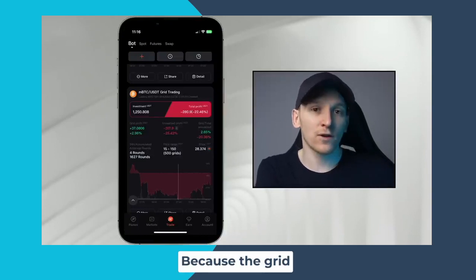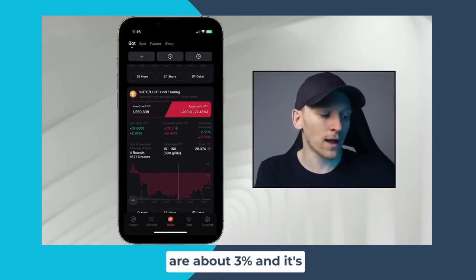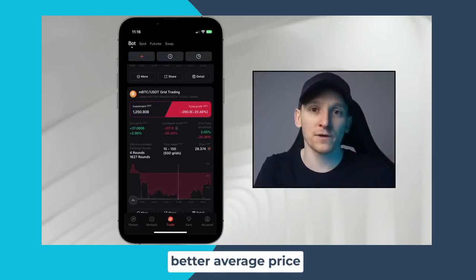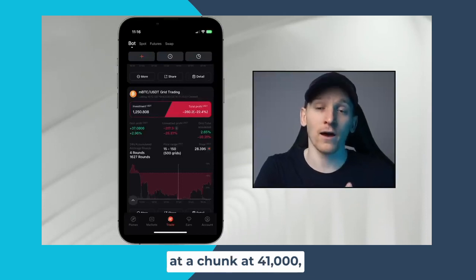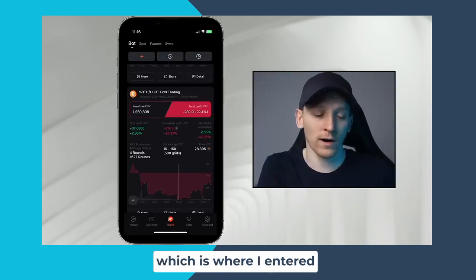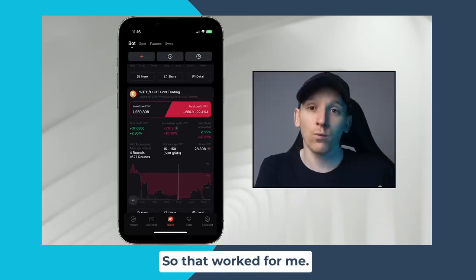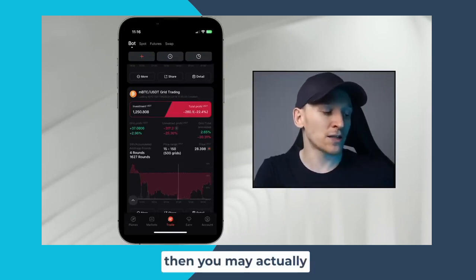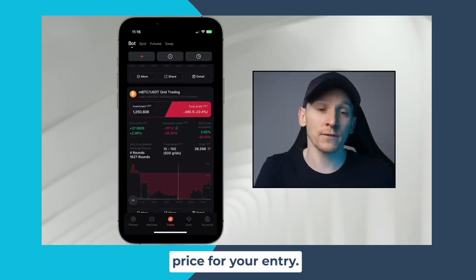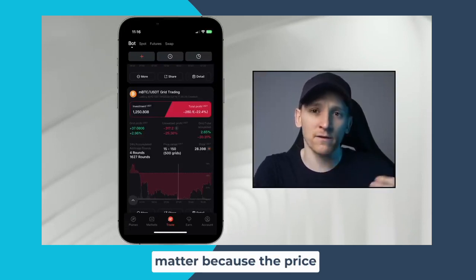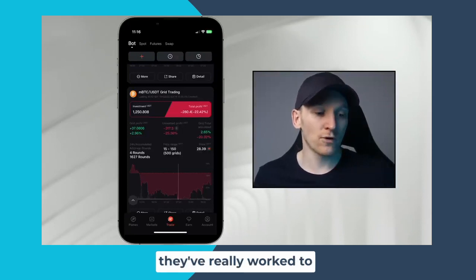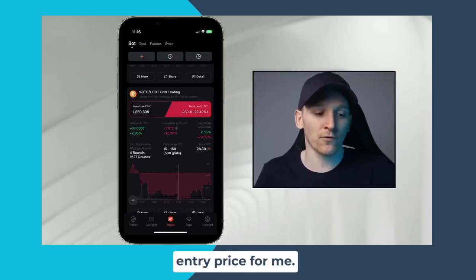Why? Because the grid profits, as you can see, are about 3%, and it's bought some lower for me. So it's actually got a better average price than buying and holding a chunk at $41,000, which is where I entered this bot. So that worked for me on the downside. If you're in a bull market, then you may actually get a slightly worse price for your entry. But that kind of doesn't matter because the price will be going up anyway. But as you can see, to the downside, they've really worked to get a lower entry price for me.